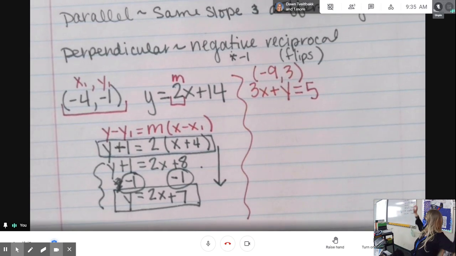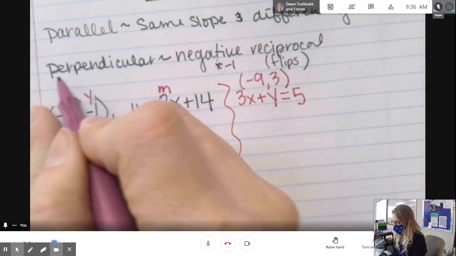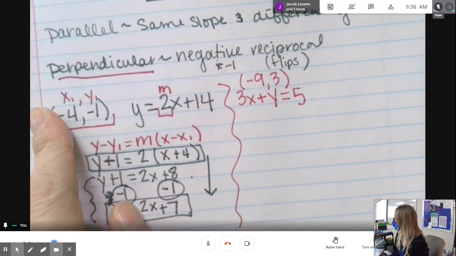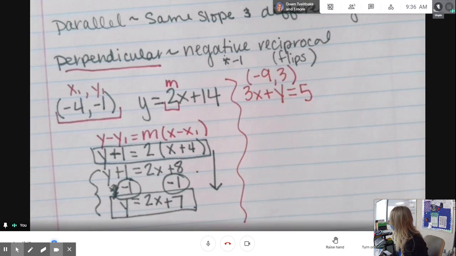Why is this problem kind of an ugly problem? Someone put their hand up and tell me. What makes this problem kind of ugly, Evan? Correct. And by being in standard form, I can't see the slope. So I have to convert it into slope-intercept just to know what the slope is, so I can make it perpendicular. So this is kind of the ugliest problem you'll see today.